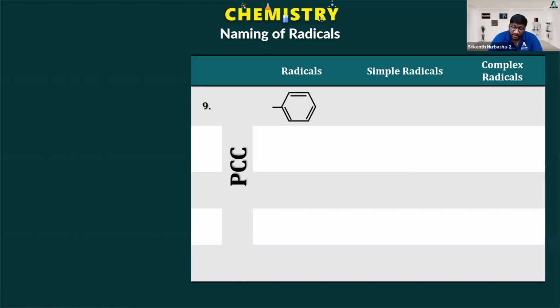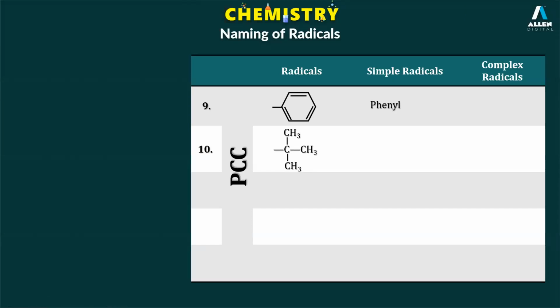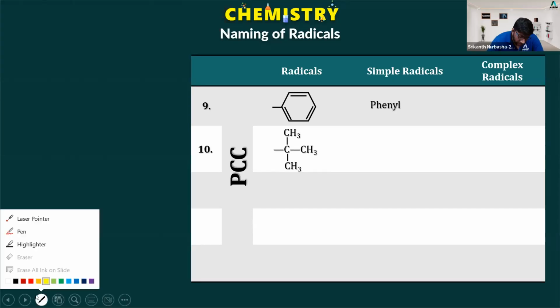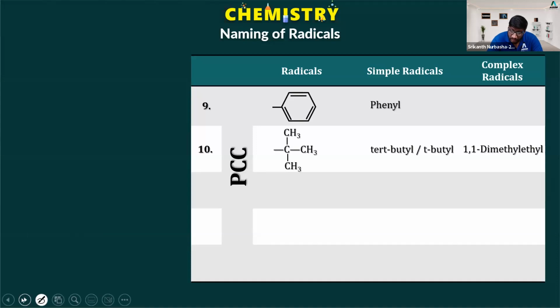As of now, consider this case. It is called as phenyl. Phenyl, phenyl ring, right? Very good. Consider this case. Next case, C(CH3)(CH3)CH3. Tertiary butyl. Yes or no? And you can also name this as 1,1-dimethylethyl.